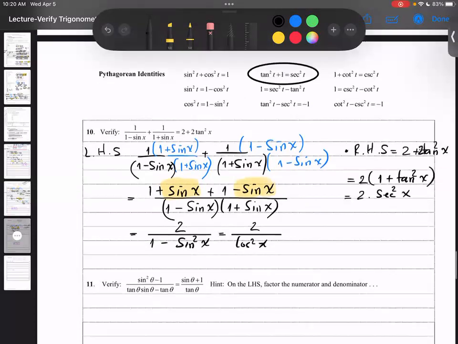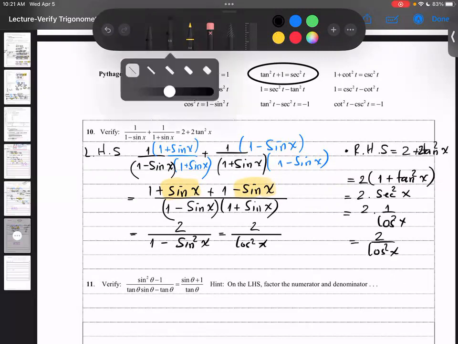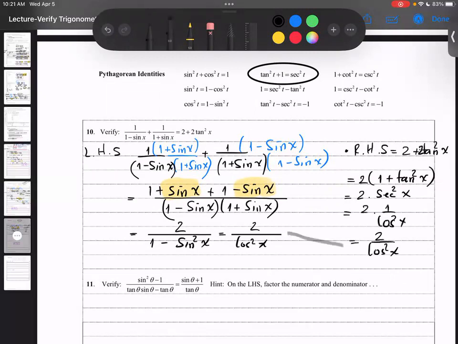And secant square x is the same thing as 1 over cosine square x. This is 2 over cosine square x. There you go. Now you can say left-hand side equals the right-hand side.